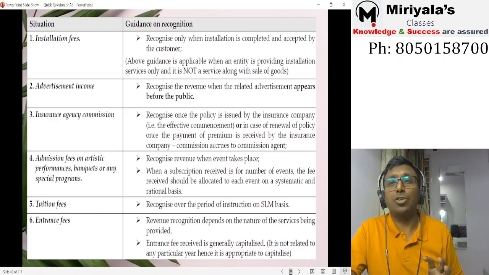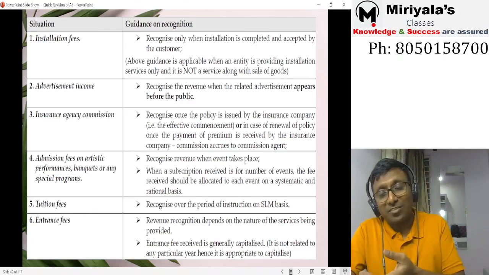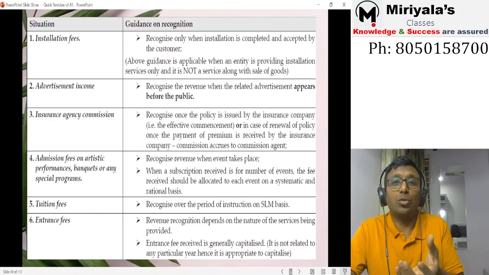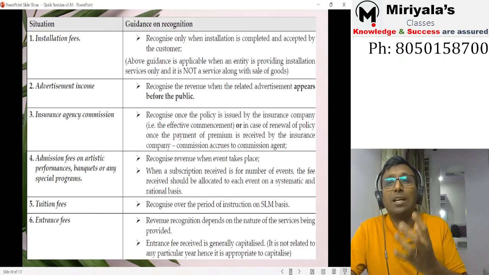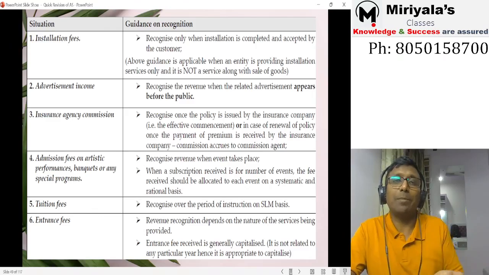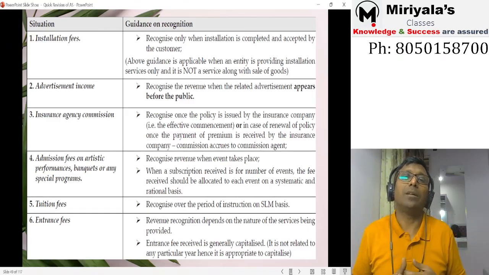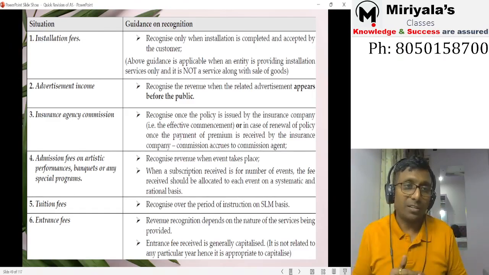Insurance agency commission. Insurance agency commission is recognized when the insurance company has accepted the policy, or when the renewal of the policy has happened and that is also accepted by the insurance company. That day you can record the revenue.